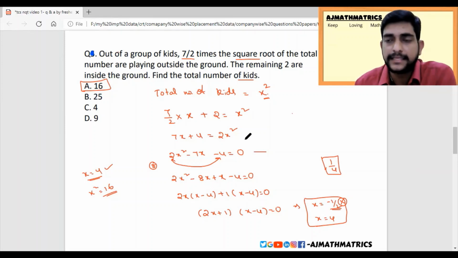Whatever answer we are getting in the solution, we are picking that one. But initially we did a few things, that is, the total number of kids we are assuming as x square. So the answer for the question will be x square, that is 16. So hope you understand and concentrate on this point.